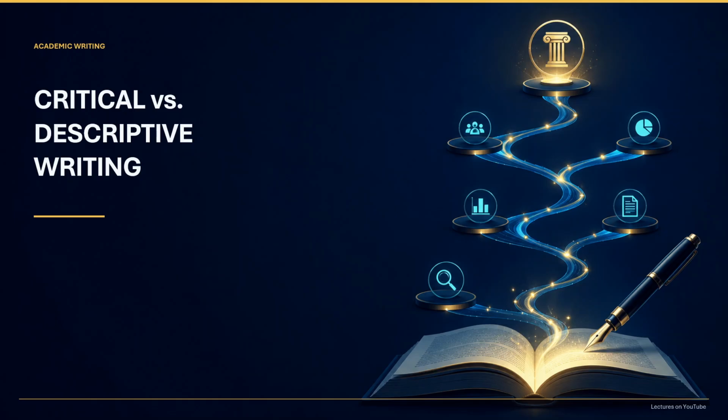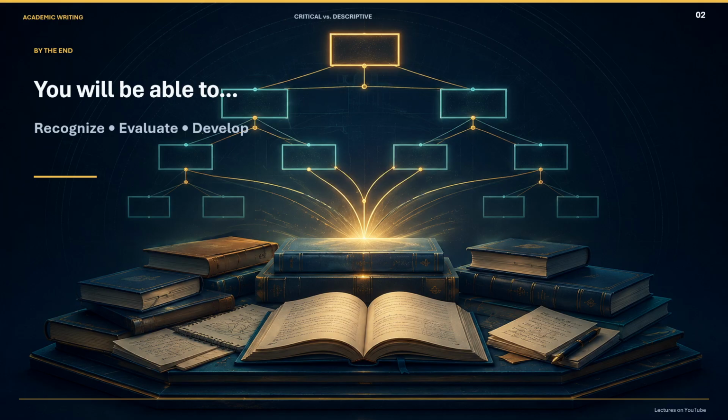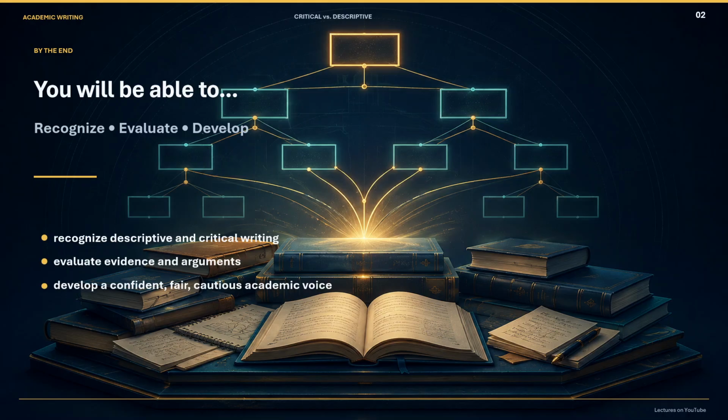Hello everyone, and welcome to this lecture on critical and descriptive writing. We will examine the difference between these two forms of academic writing, why both are necessary, and how to move from presenting information to developing a reasoned, evidence-based argument. By the end of the lecture, you should be able to recognize descriptive and critical writing, evaluate the evidence and arguments of other writers, and develop an academic voice that is confident, fair, cautious, and supported by evidence.